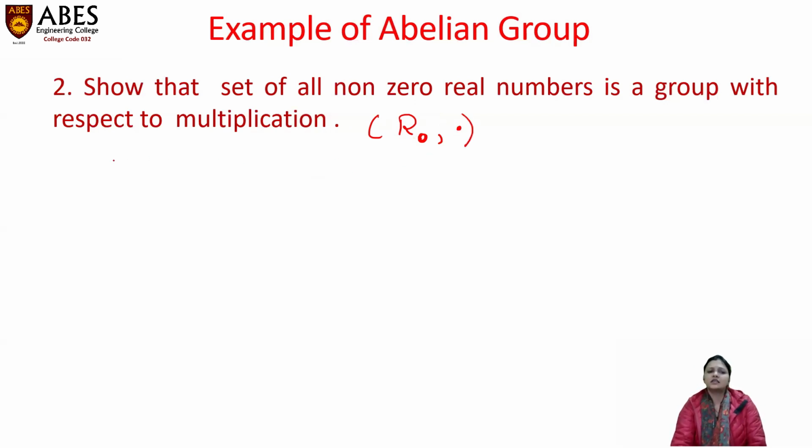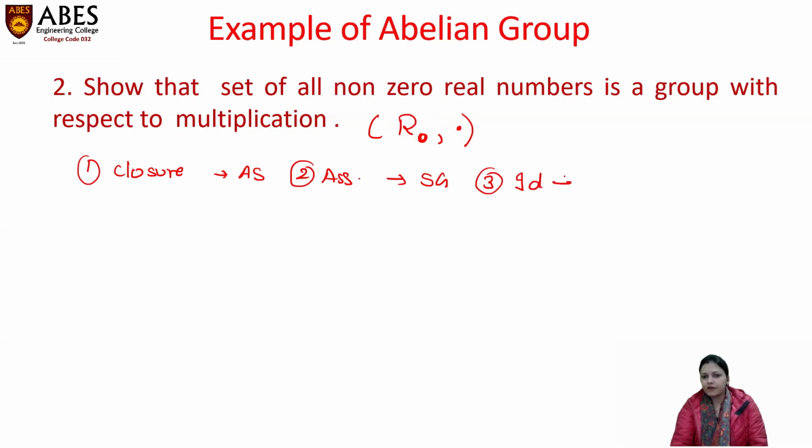So similarly, as in the last case, I will check for closure property. If closure property is satisfied, it will be an algebraic structure. Then I will check for associative property. If associative property is satisfied, then it will be a semigroup. And then I will check for identity. If identity element exists, then it will be a monoid, and then I will go for inverse. I will check for inverse. If there exists an inverse of each element of this set, then it will be a group. So set of real numbers with multiplication.